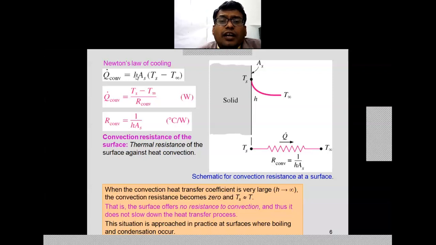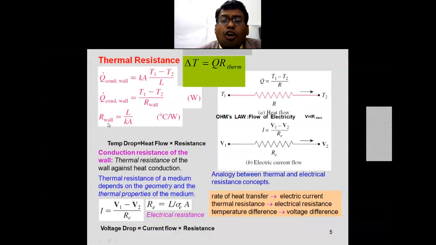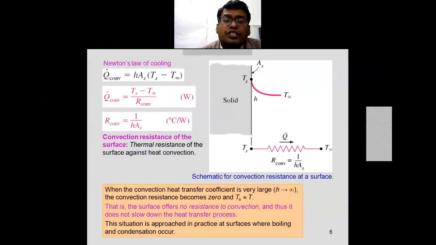So h is the convective heat transfer coefficient. So 1 upon hAs is the R convection. So it is the convective resistance. The previous one is the conductive resistance. That is, the R wall or R thermal is the conductive resistance, and R convection is equal to 1 upon hAs.